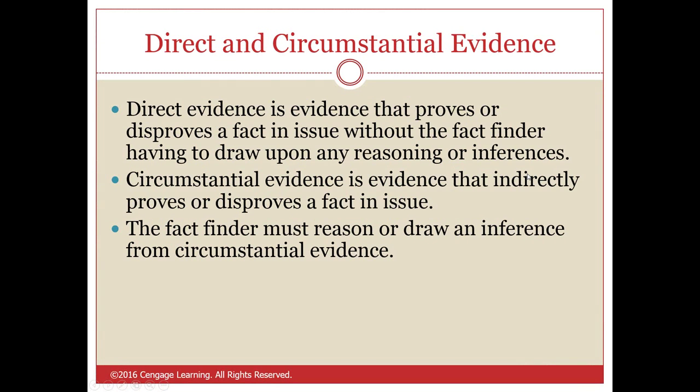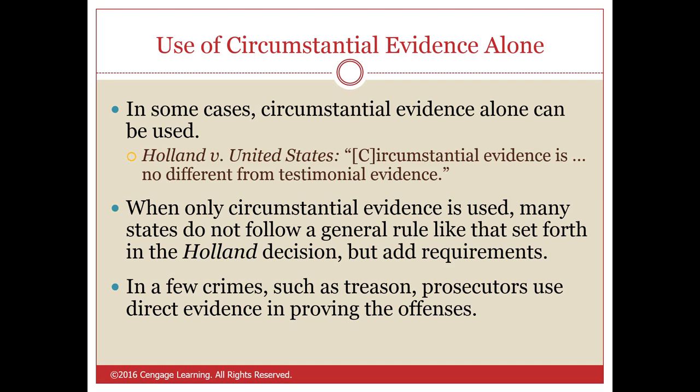Okay, it's still talking about direct and circumstantial evidence. Direct evidence proves or disproves the fact without having to draw upon any reasoning or inferences, and again, circumstantial evidence indirectly proves or disproves the fact, and inferences must be made in order to use circumstantial evidence to prove or disprove the fact. And this just proves what I said a few minutes ago. In some cases, circumstantial evidence alone can be used.